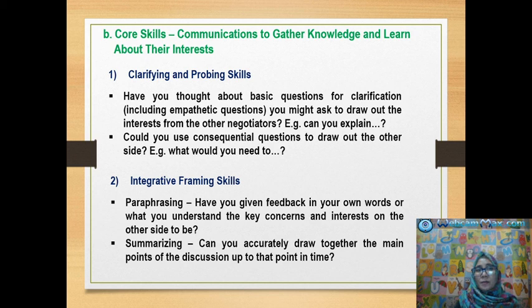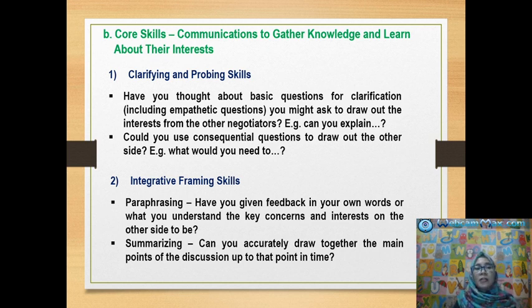Next, B. Core skills. Communication to gather knowledge and learn about their interests. First, clarifying and probing skills. Have you thought about basic questions for clarification, including empathic questions? You may ask to draw out the interests of the other negotiator. For example, can you explain? Could you say more? Consequential questions to draw out the other side. For example, what would you need to?